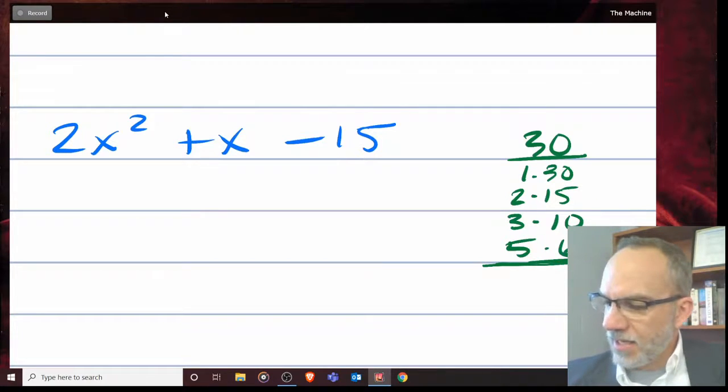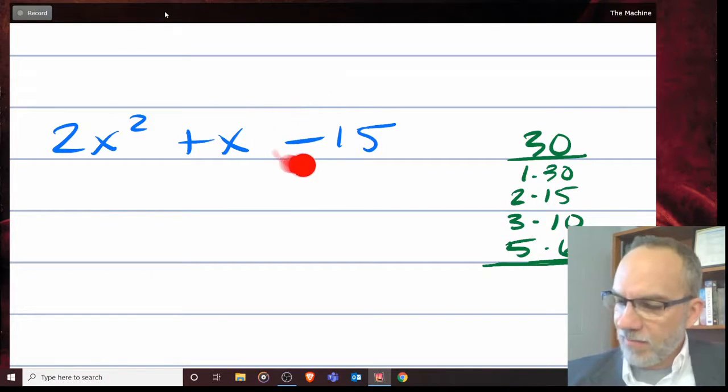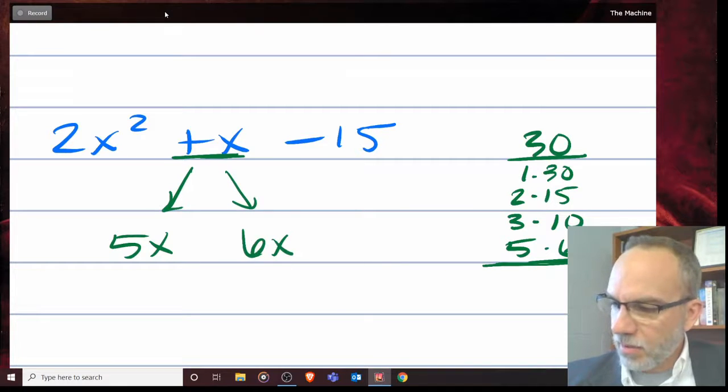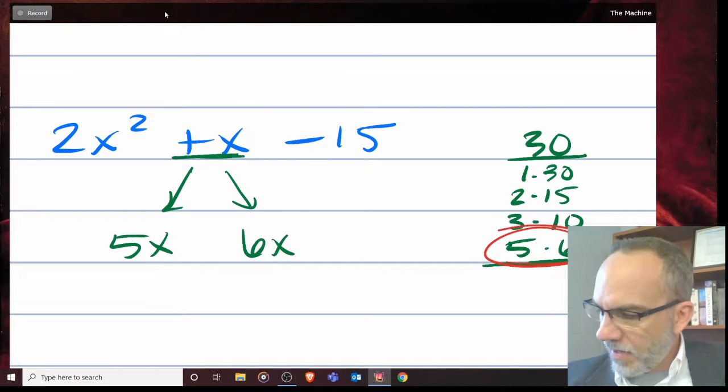The 5 and the 6, when I subtract them, give me the number 1 right here. So I'm going to take this middle term now and split it into two different parts: a 5x part and a 6x part. And again, I got those from the pair that I chose there, that subtract to give me 1.